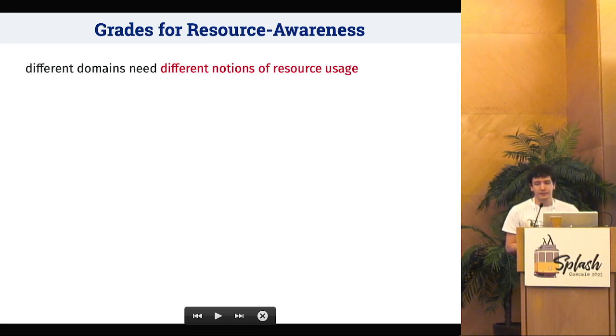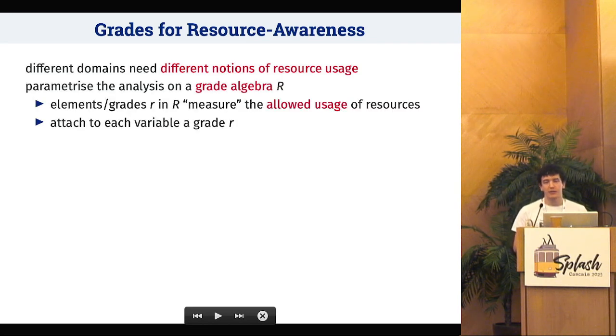But now the question is, how can we measure resource usage? The first observation is that clearly, in different contexts, we may need different notions of resource usage. And so, to accomplish this goal, again adapting ideas from Girard's linear logic, we parameterize the analysis on a grade algebra, which provides a way to measure the allowed usage of variables. So what we do is attach grades to variables to measure the allowed usage.